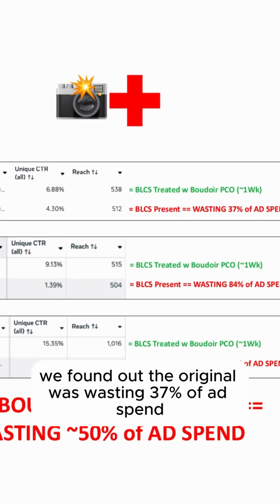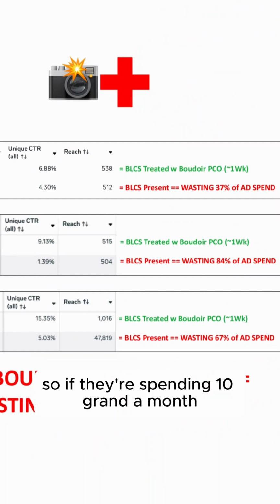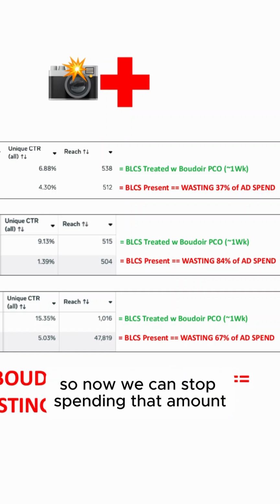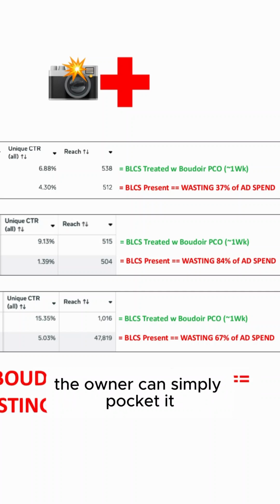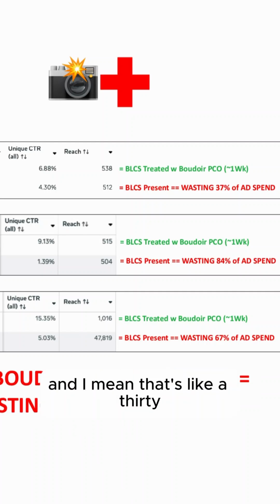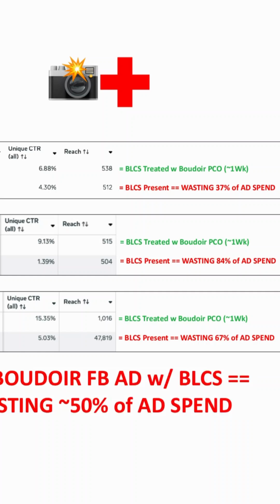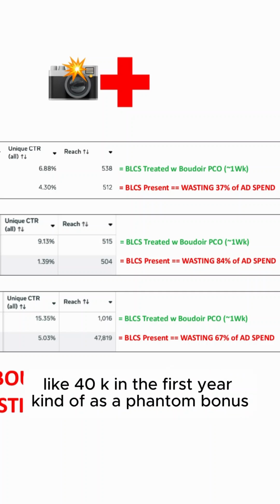So we found that the original was wasting 37% of ad spend. So if they're spending 10 grand a month, 3,700 bucks a month of that was being wasted. So now we can stop spending that amount, literally kind of stop wasting that ad spend. And the owner can simply pocket it. And I mean, that's like a $3,700 bonus each month, and actually be about 40K in the first year, kind of as a phantom bonus.